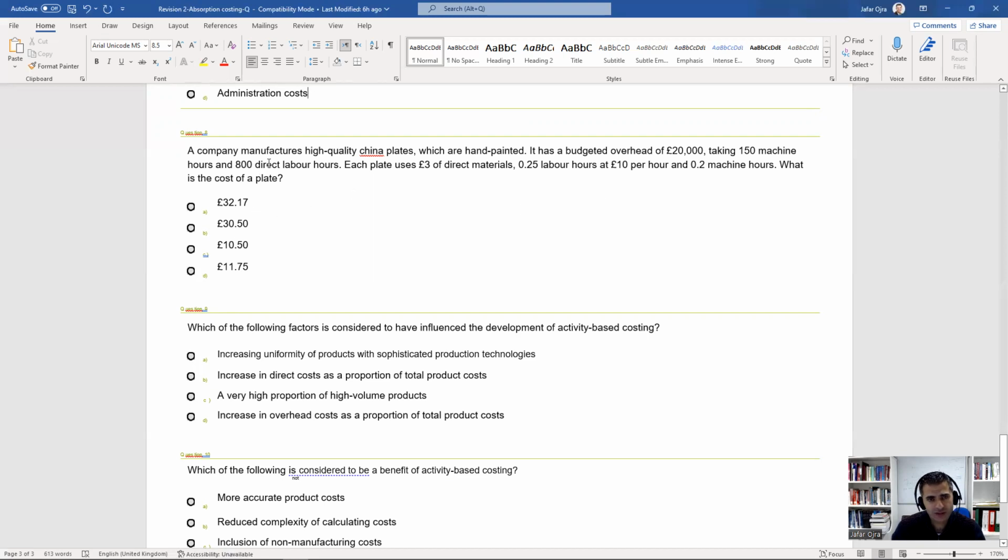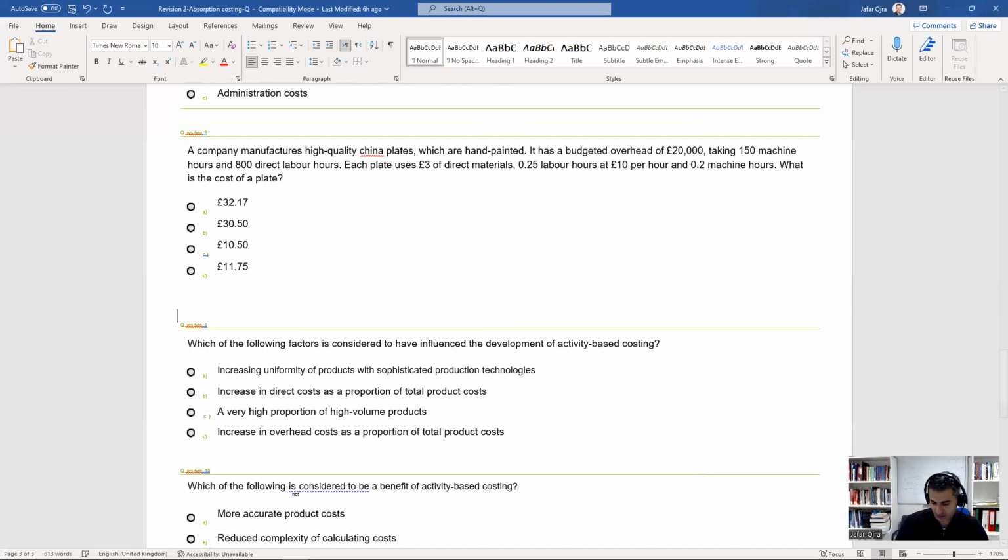Each plate uses £3 of direct material, 0.25 labor hours, and we pay £10 per labor hour. Each unit requires 0.2 machine hours. The question asks: what is the cost of a plate? When the question asks for the cost of a plate, in this case we need to include all the costs, including the variable cost and the fixed cost.